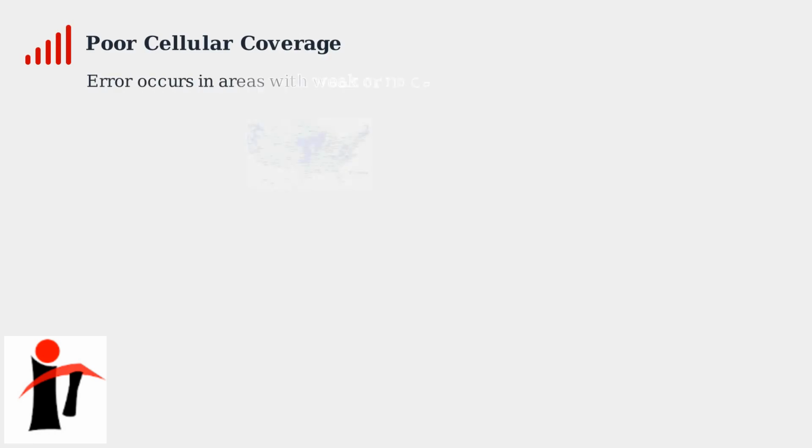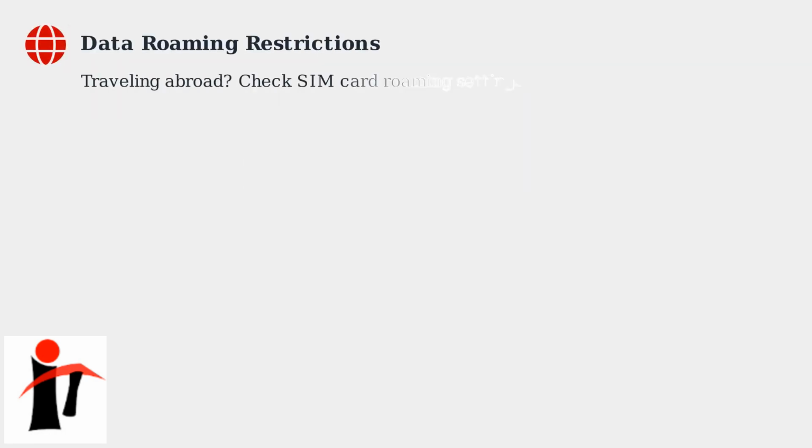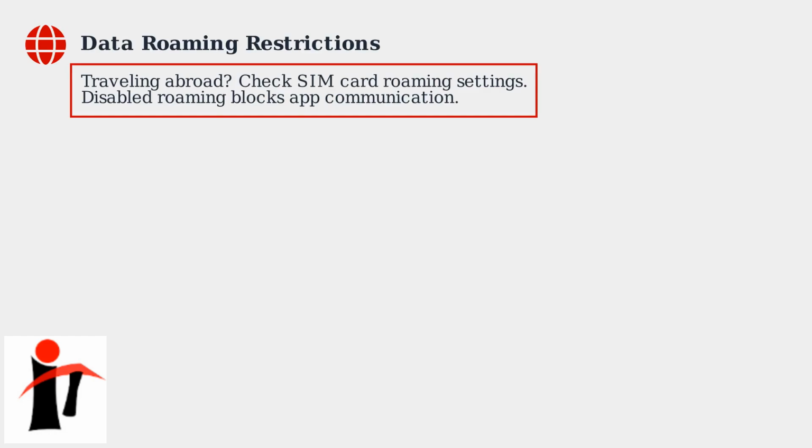The could not find vehicle error frequently occurs in areas with poor cellular coverage. When your Tesla can't maintain a stable connection to cellular networks, the app loses communication with the vehicle, preventing remote access to features like climate control or vehicle status. If you're traveling internationally or in regions with data roaming restrictions, the error can appear due to SIM card limitations. Many carriers block data roaming by default to prevent unexpected charges, which breaks the Tesla app's connection to your vehicle.